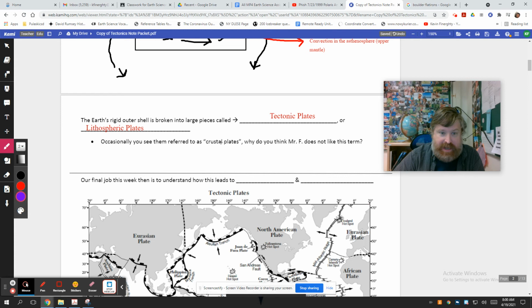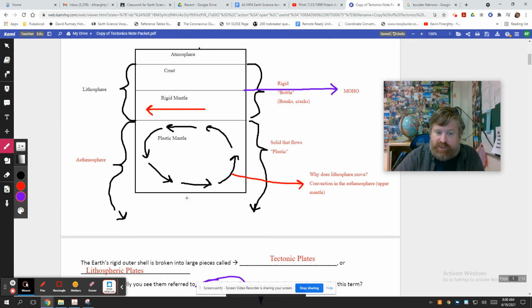And I don't want you saying that in a lab. This is dead up wrong. So why do you think Mr. F does not like this term? Maybe I'm not going to skip that. Maybe I'll come back to it. I don't know. But think about that. Why do I not like this term considering what we just set up here?